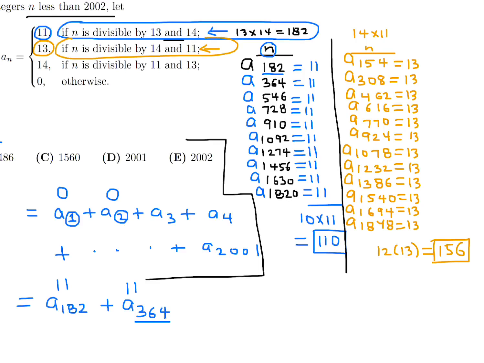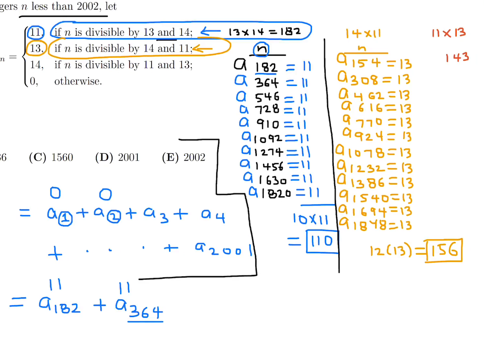Now we get to the last one, which is n is divisible by 11 and 13. So if a number is divisible by 11 and 13, it must be divisible by 11 times 13, which is 143. All right, move that over.